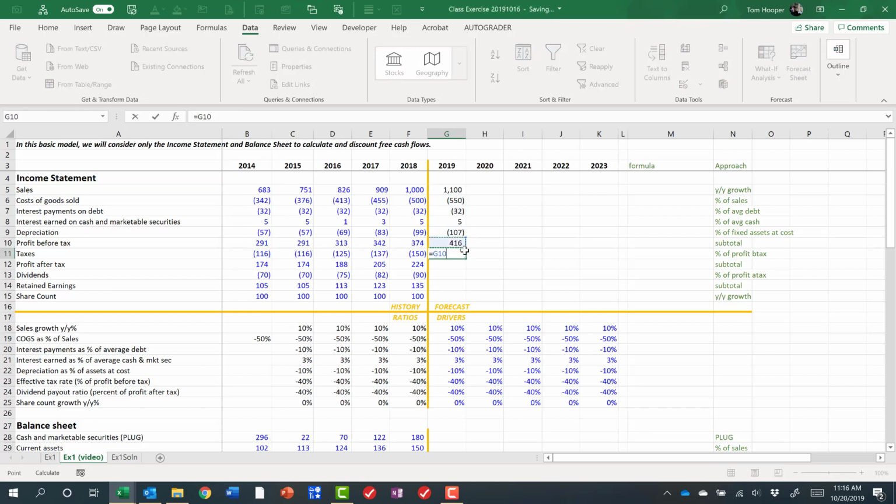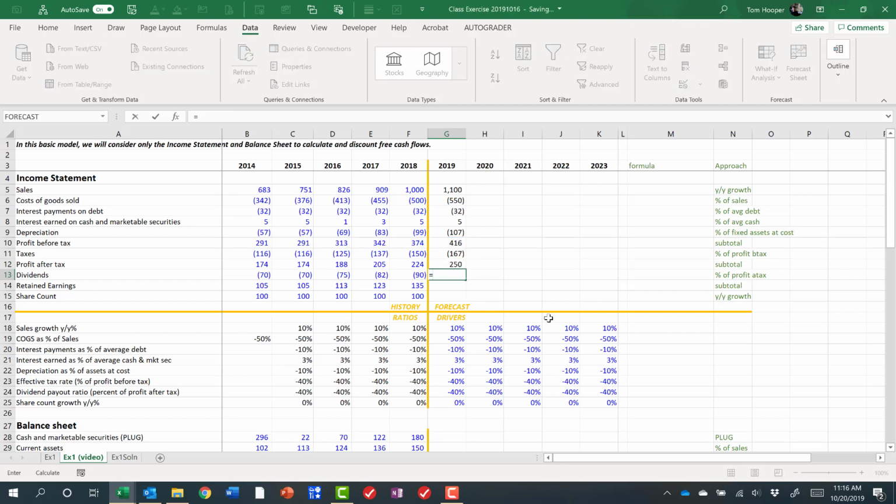We know that times this driver that represents our effective tax rate, even though it's got a negative sign, it gives us a number that's right on trend with what we've seen before. And profit after tax is simply the profit before tax plus the tax, if the tax is shown as negative.